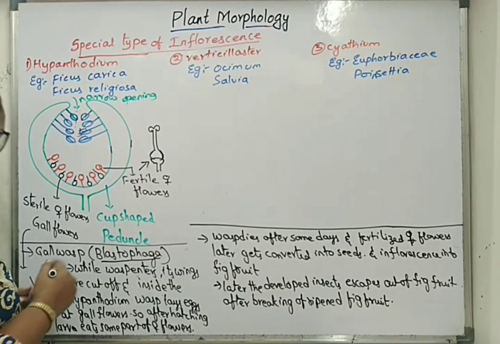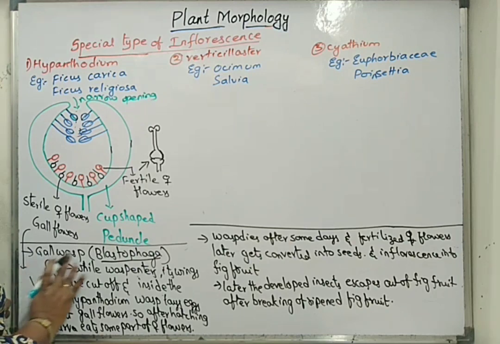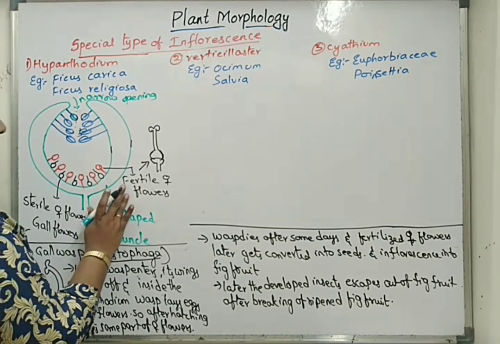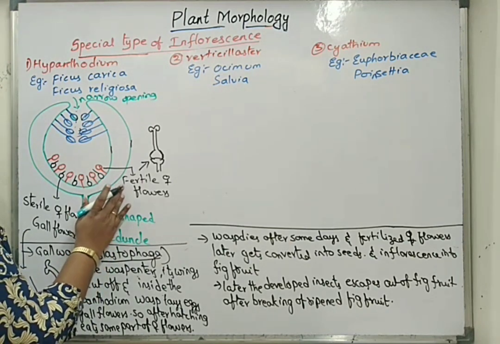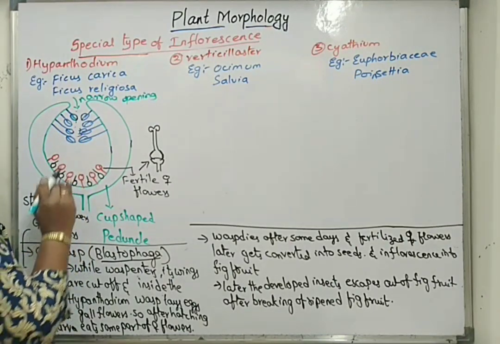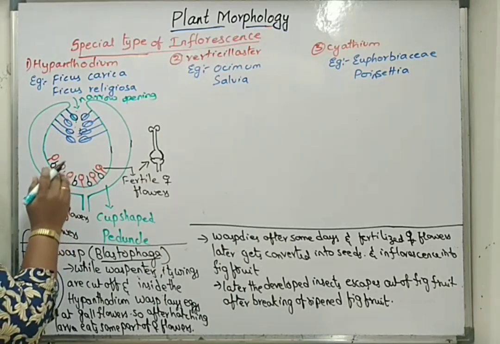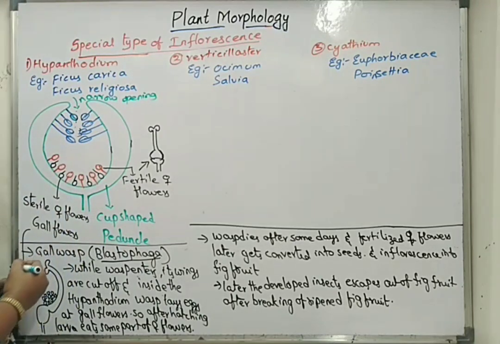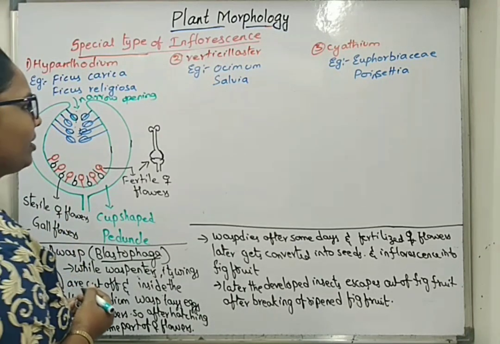Here, what is important? Details about gall flowers are important, the name of the wasp is important, how these female fertile flowers are getting fertilized is important. The location of female fertile flowers and male flowers, which are releasing pollen grains because of the disturbance created by wasps, is important.